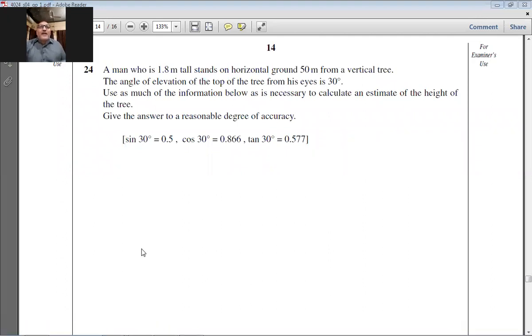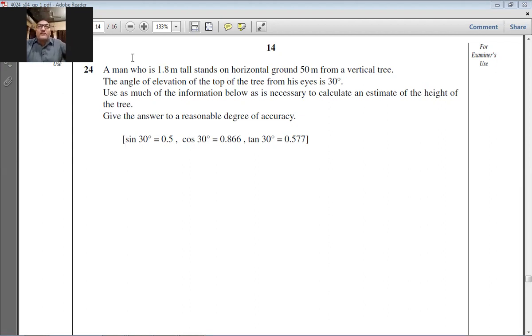A man who is 1.8 meter tall stands on horizontal ground 50 meters from a vertical tree. The angle of elevation of the top of the tree from his eyes is 30 degrees. Use as much of the information below as is necessary to calculate an estimate of the height of the tree. Give the answer to a reasonable degree of accuracy. It is also given that sine 30 is 0.5, cos 30 is 0.866, and tan 30 is 0.577.